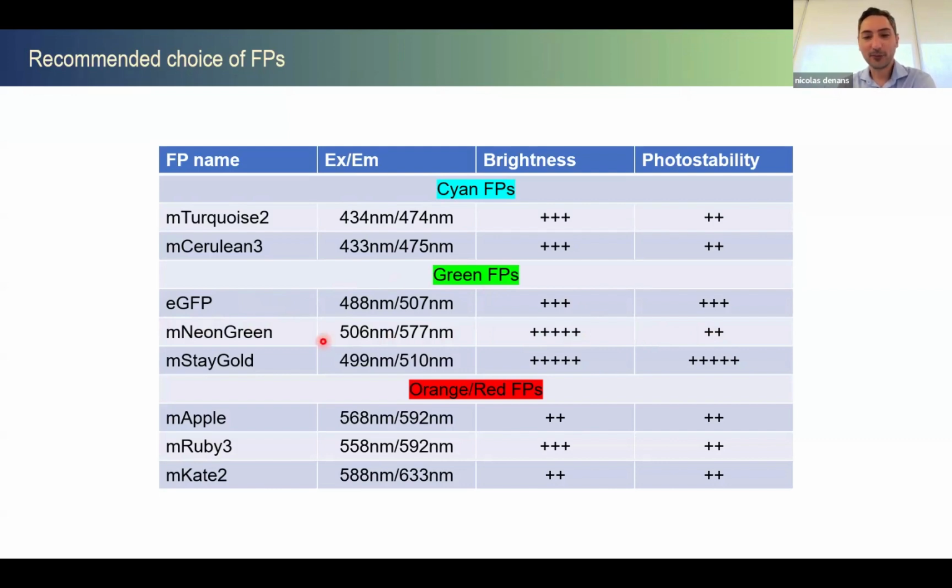In any case, for green fluorescent protein, as I said, the revolution is mStayGold. It is extremely bright and extremely photostable. So if you want a good green fluorescent protein, mStayGold should be your number one choice.